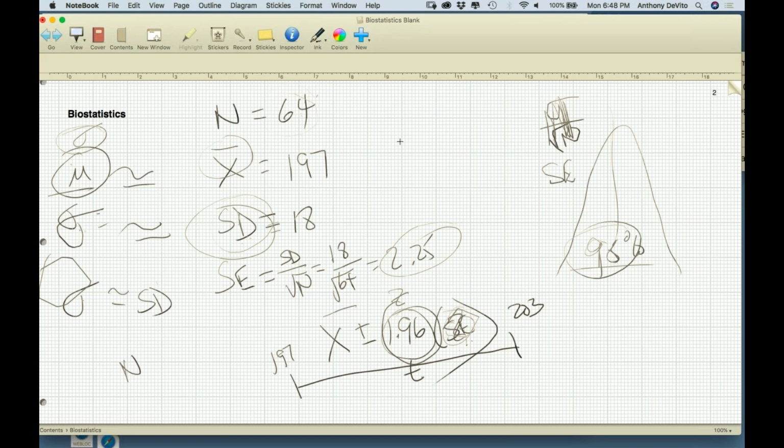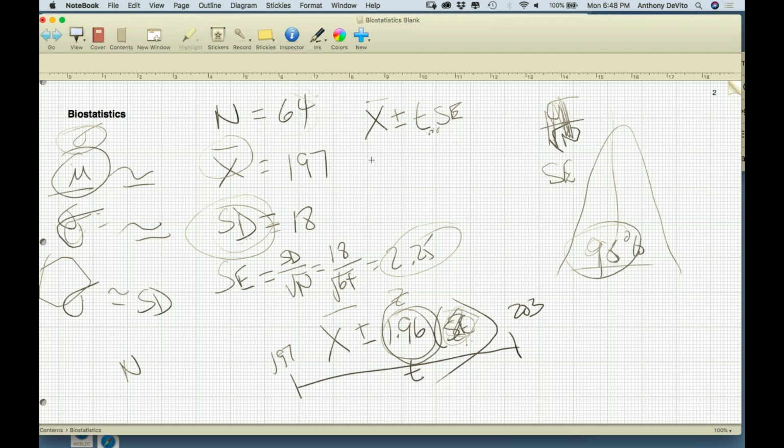Okay, so x bar plus or minus, now it's going to be the t-score instead of the z-score. Why is it going to be the t-score? Because I don't know the population sigma, I only know the sample standard deviation. So it's going to be t times standard error. And our t for this case is going to be for 0.05, an error of 5%, or 95% confidence. Okay, so what is this going to be equal to?